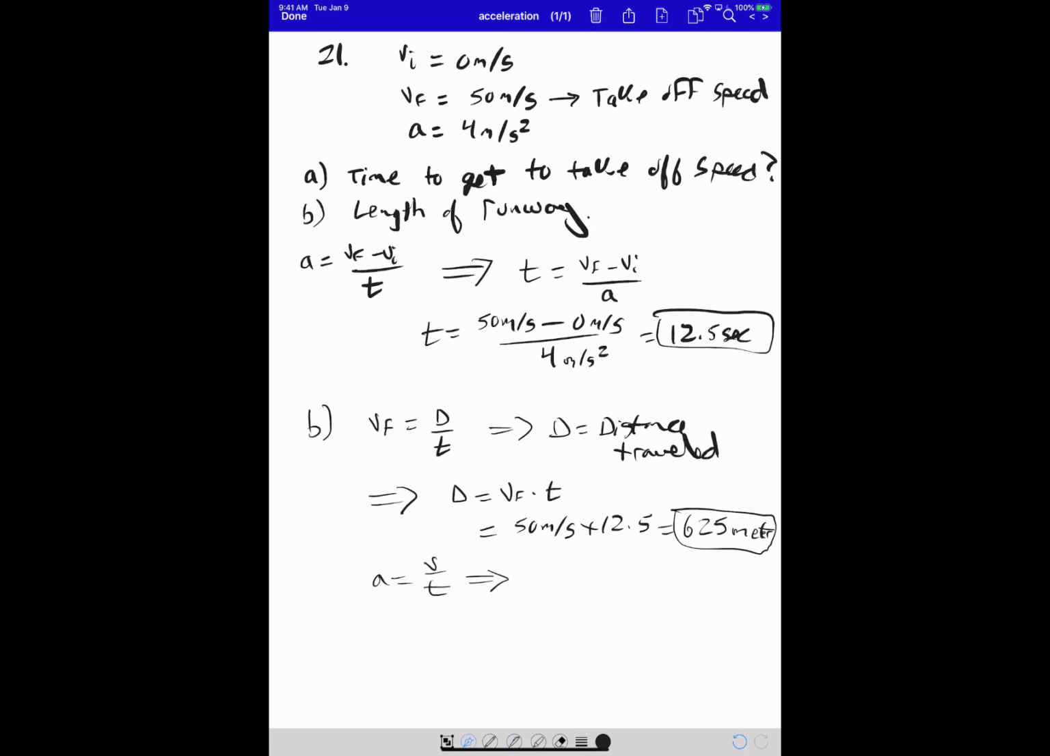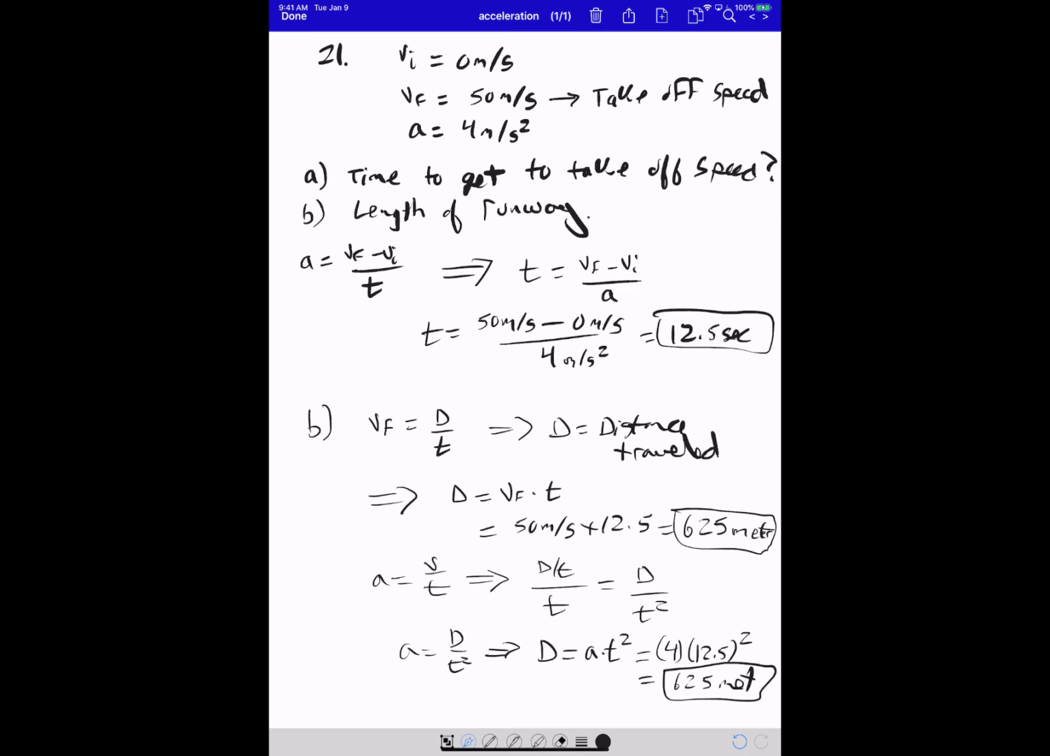So here, acceleration equals V. And remember, V is distance over time, divided by time. So this is going to equal distance over time squared. And if we solve this equation for D, A equals D over T squared, so then distance equals A, acceleration, times time squared. We put in our numbers, 4 meters per second squared times 12.5 seconds squared, and the answer is 625 meters. So we get the same thing. Two ways to solve the same problem.